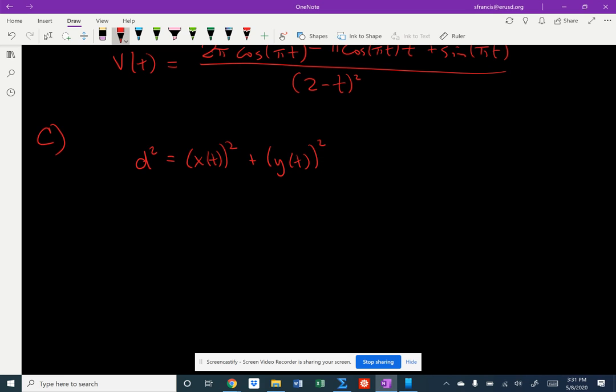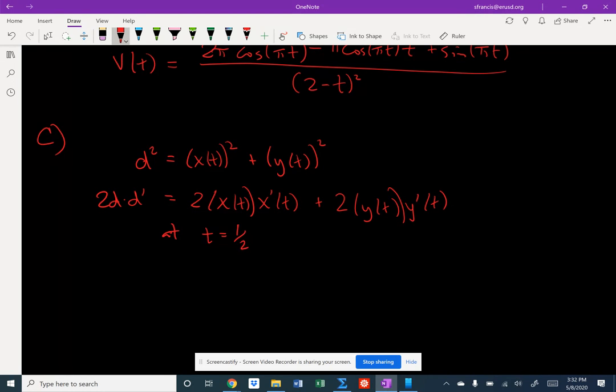And so we would implicitly differentiate with respect to t here. And so we get 2 times d prime, whatever that happens to be, and then 2 times x of t times x prime of t, which is really just v, the velocity of the particle moving along the x-axis at that time, and then 2 times y of t times y prime of t. And we're doing this at t equals 1/2, so we have a bunch of information that we still need to go figure out so we can finish solving this.